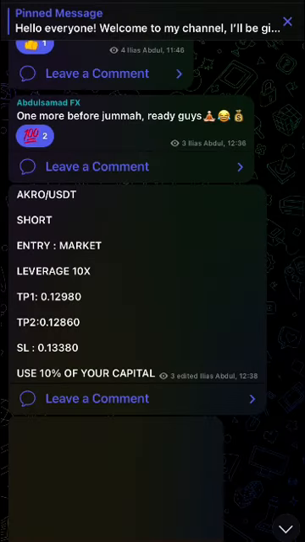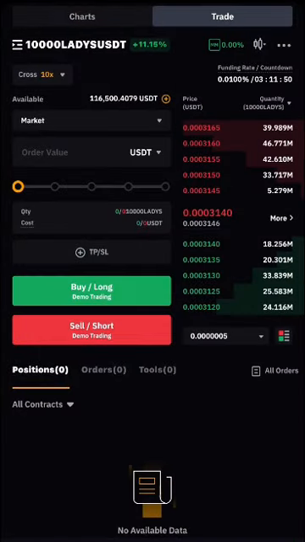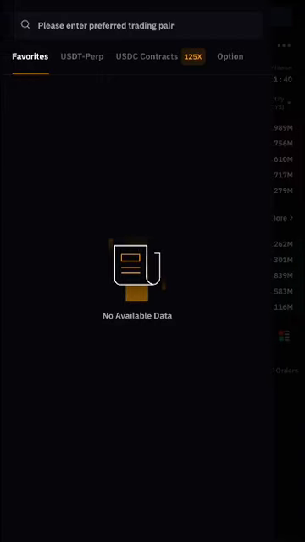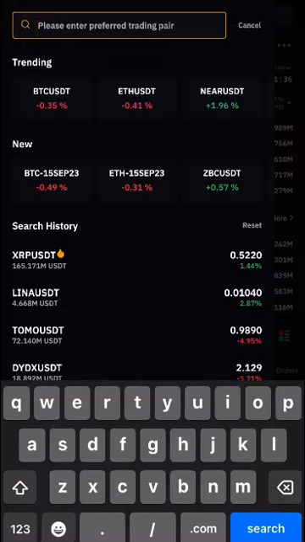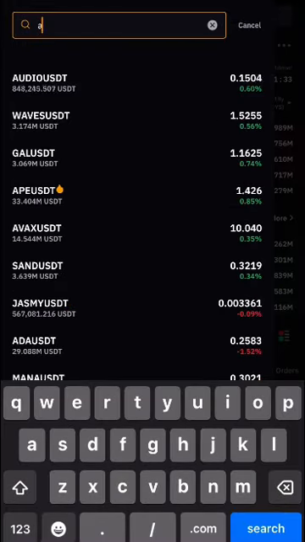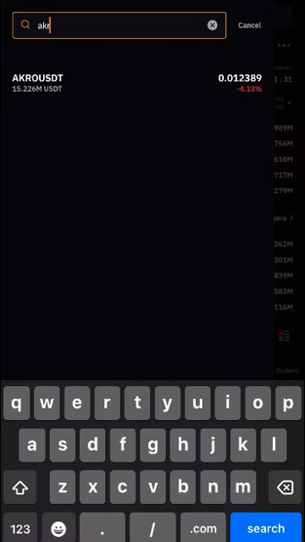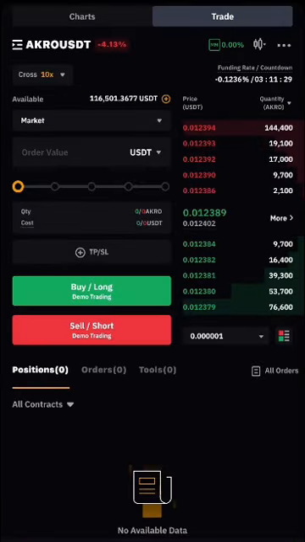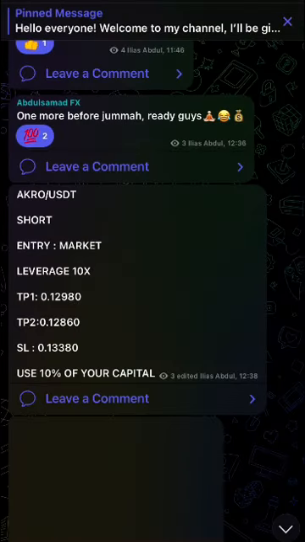Just like the signal said, Acro USDT. Look at mine, it is already at another coin. Look at the top. You are seeing something like 1000 LADYS USDT. So you tap on it. When you tap on it, you will now come and search. When you search, you search for Acro. Look at Acro USDT. You tap on Acro USDT. Now this is Acro USDT. You now go back. It says short entry market.